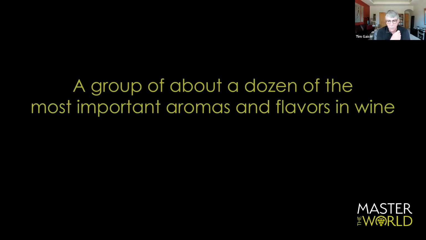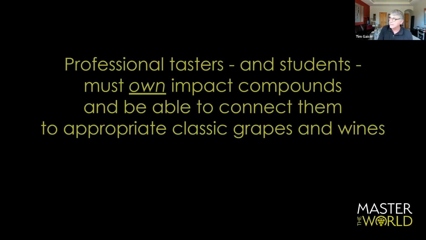Impact compounds are a group of probably about a dozen to 14 of the most important aromas and flavors in wines. Some of them have to do with grape chemistry. Some of them have to do with environment, like the vineyard, and some of them have to do with winemaking. If I had to go back and prepare for the MS tasting exam now, I'd focus on three things: cause and effect, which we're not going to talk about this time, but I will mention it constantly and point it out, and then impact compounds and structure. Those are the three most important aspects of tasting to me.